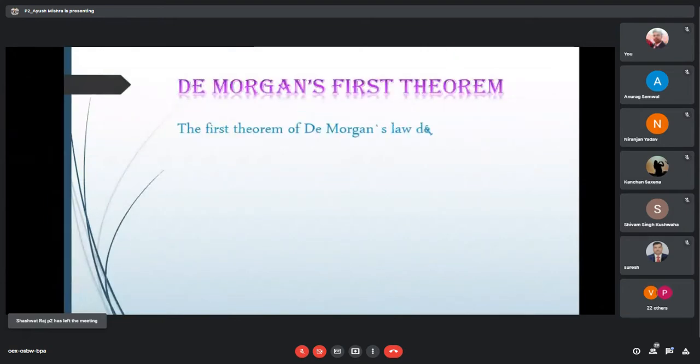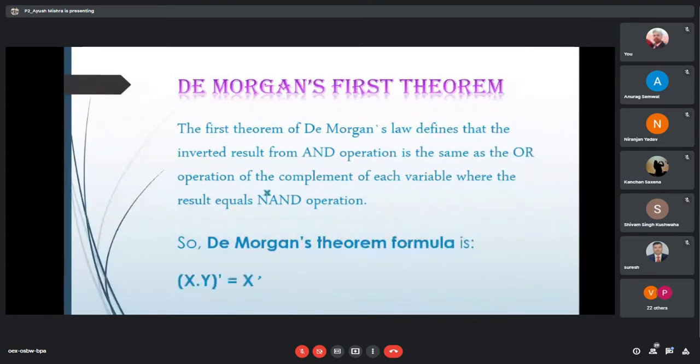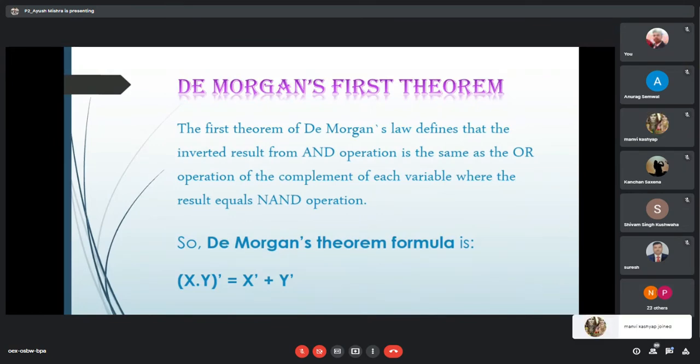So De Morgan has two laws. De Morgan's first theorem defines that the inverted result from an AND operation is the same as the OR operation on the complement of each variable, where the result equals a NAND operation. That is, (x dot y) complement is equal to x complement plus y complement.